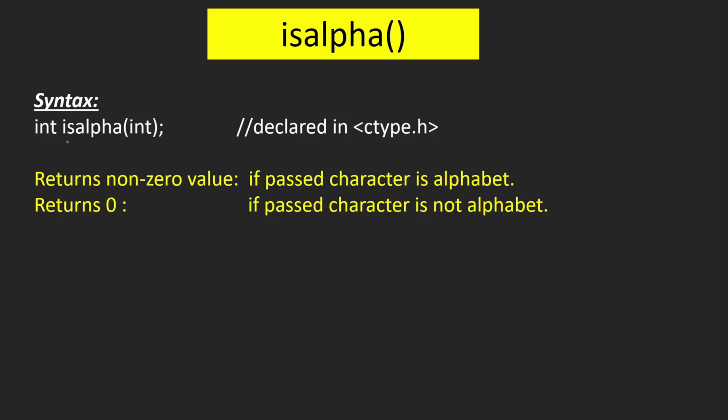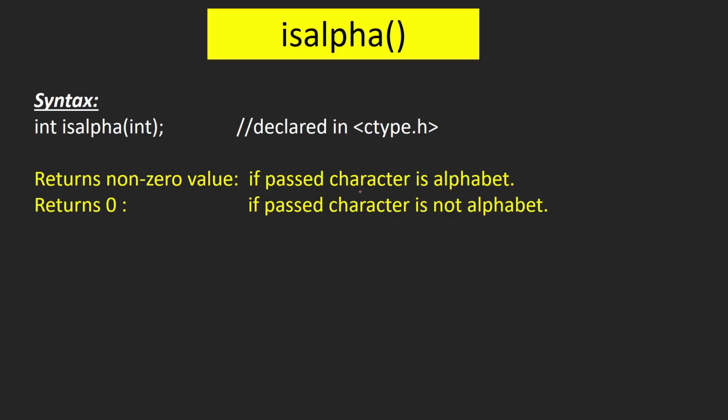So here is the syntax for isalpha function. This function takes one integer parameter and it returns an integer value. And this function is declared in ctype.h header file. So whenever we are using this function, we have to include this header file in our program. So what is the return value of this function?